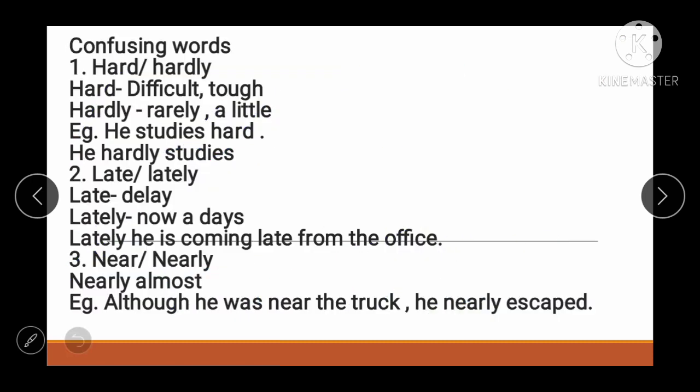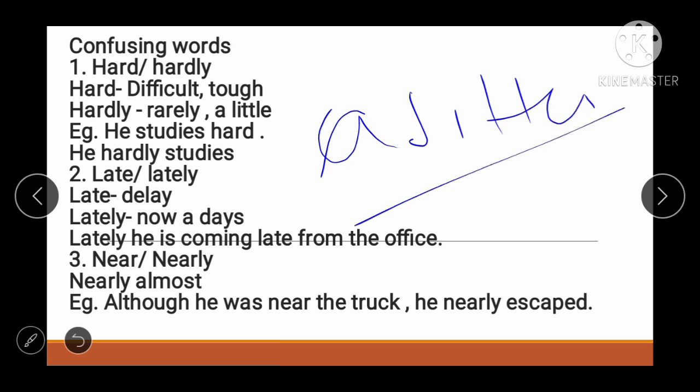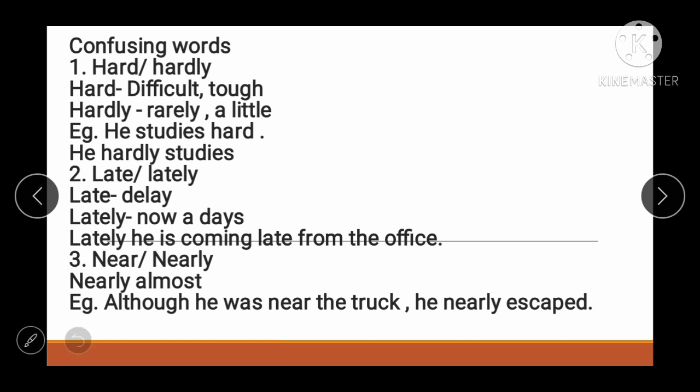Now these are some confusing words. The first one is hard and hardly. See, what is the difference? Hard means difficult or tough. Hardly means really or a little. I told you what a little means, right? In my earlier classes, if you haven't seen them, please go through them and clear the concept of a little, a few, okay?